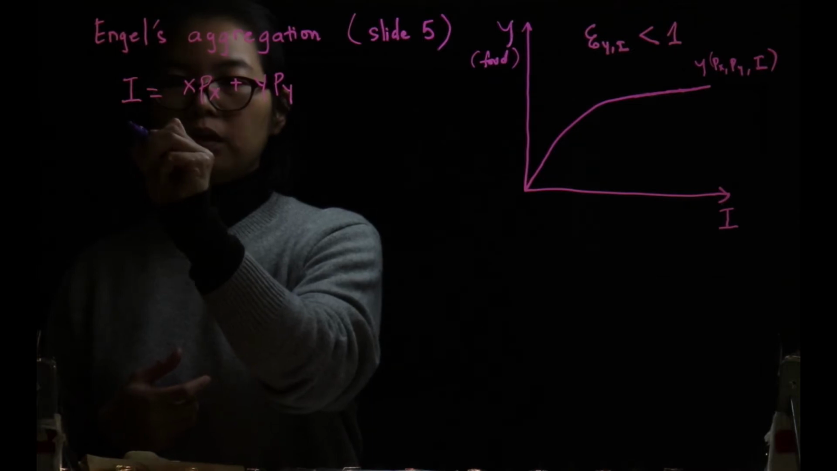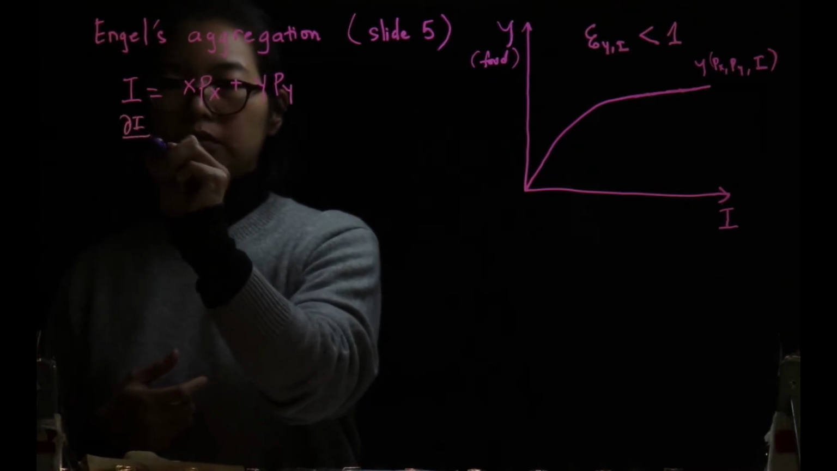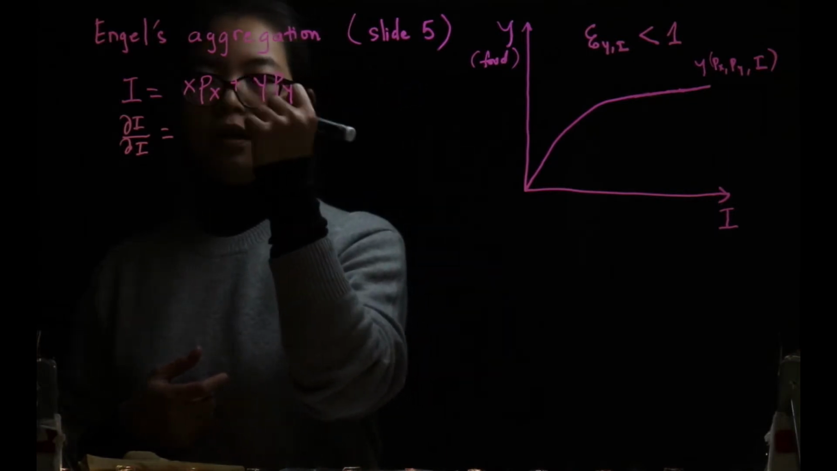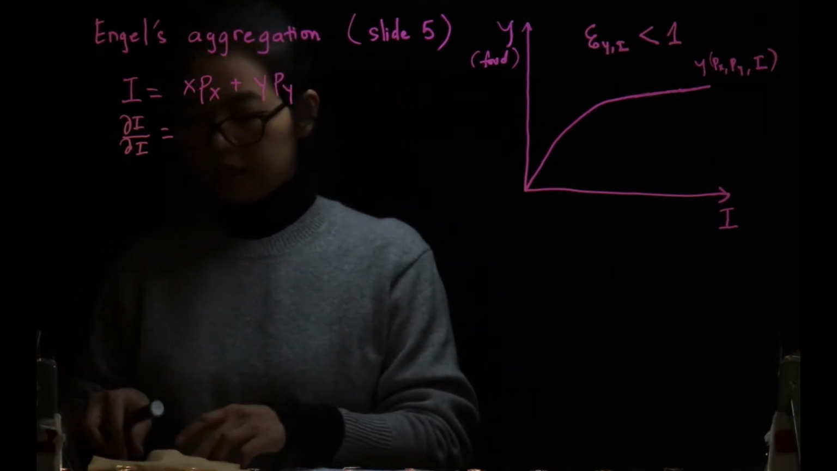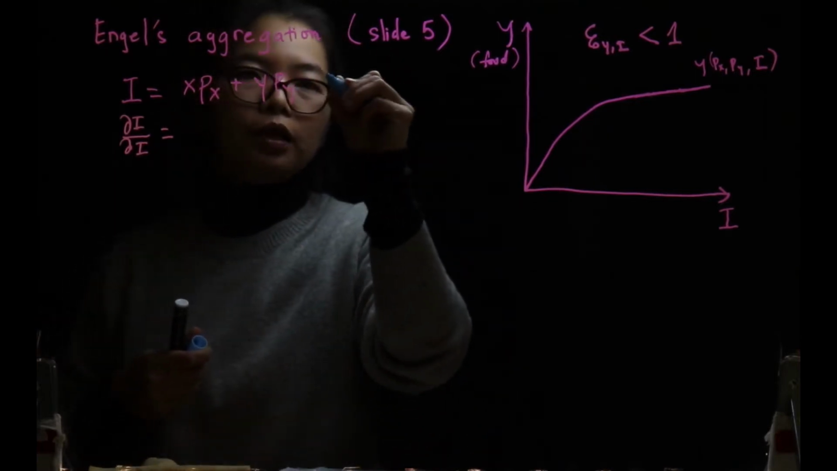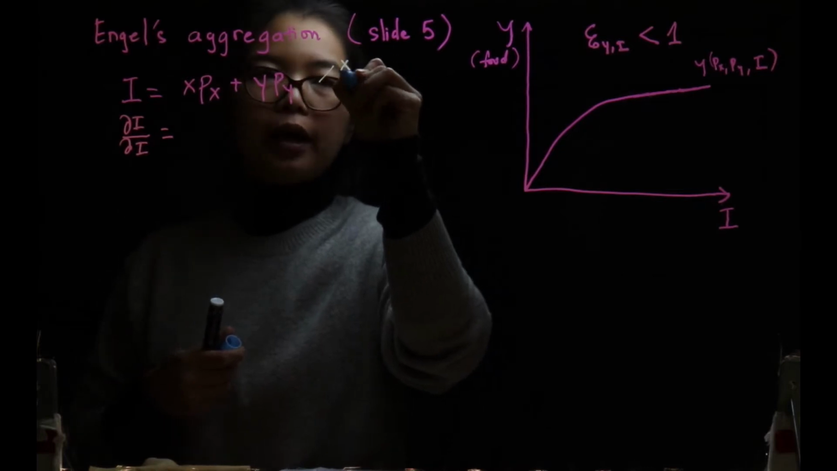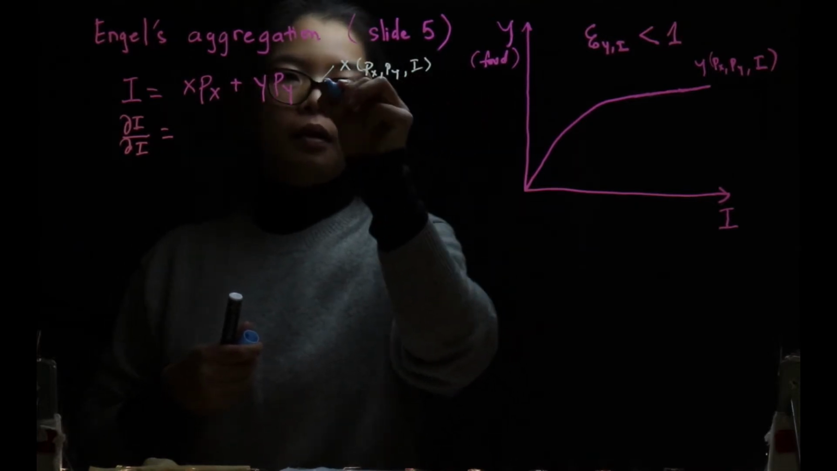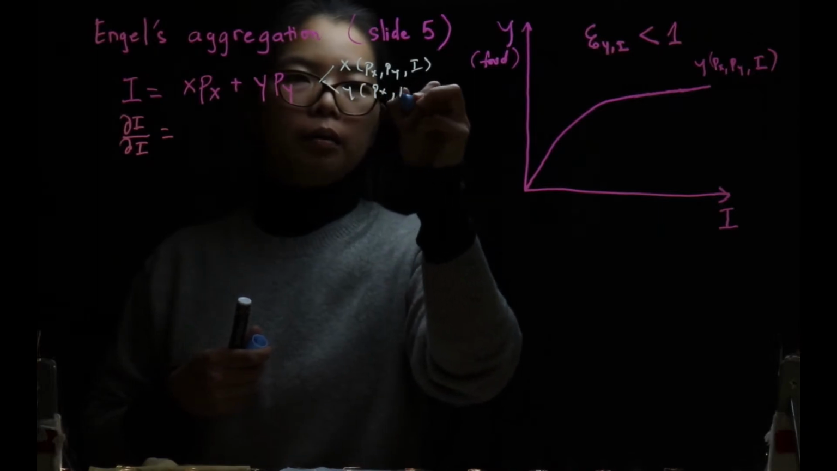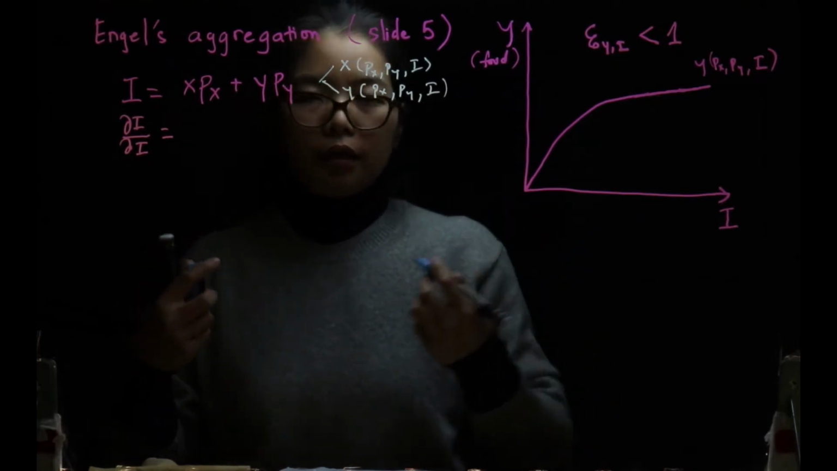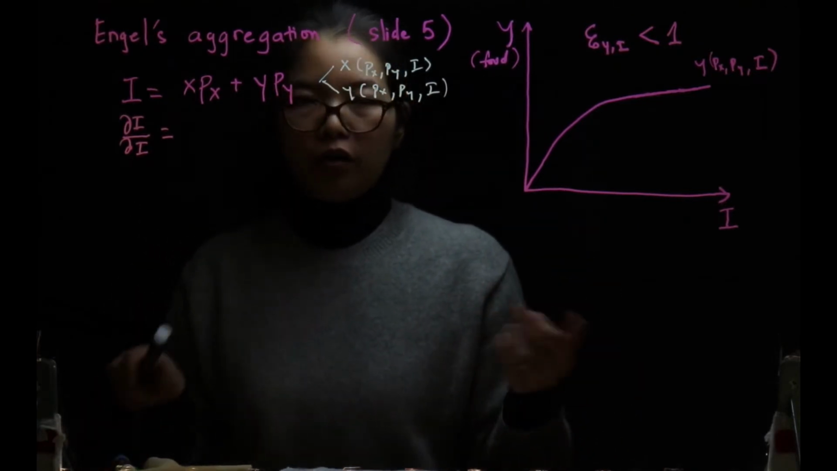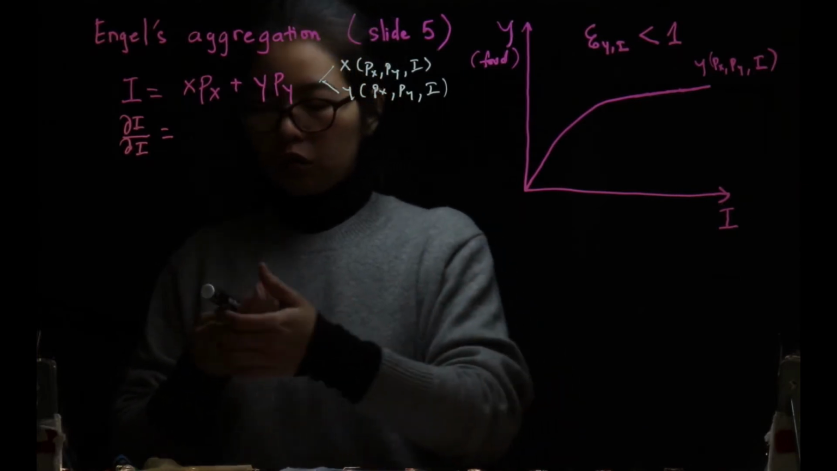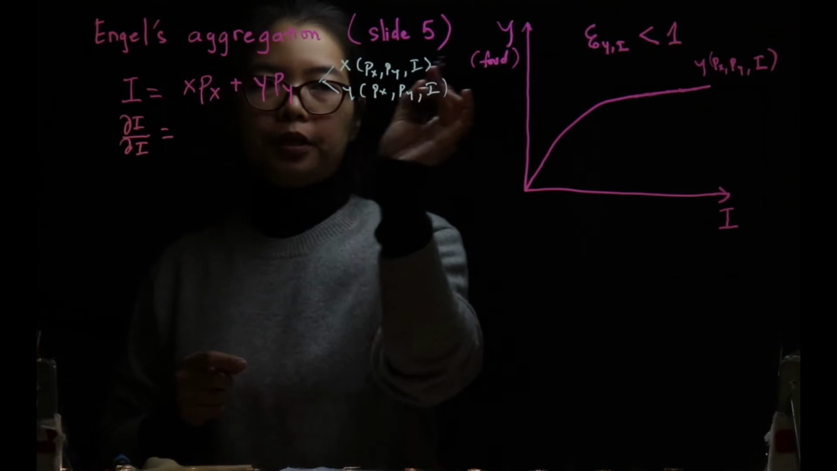So let's write it down here. We would have the derivative of I with respect to I on one side, and on the other side, the derivative of X with respect to I. It's implicit here that X is a function of Px, Py, and I. Similarly, Y is a function of Px, Py, I. That is the initial maximizing point already found, right? And the individuals already know the combination that would bring them the maximized utility. And that's why it's a function of price and income.